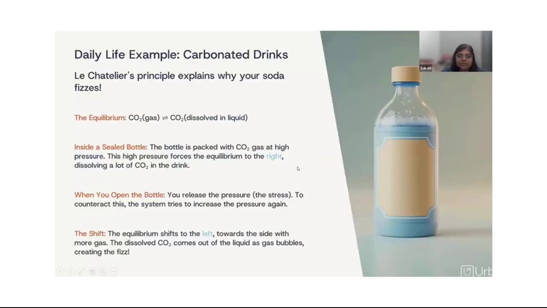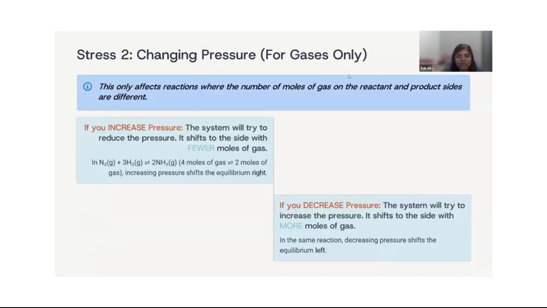Okay, next is, you are changing the pressure. Let us understand. Pressure is considered only where the number of moles of gas on the reactant and product side are different. Okay, let us understand. I will explain it to you now. Let me write the equation.